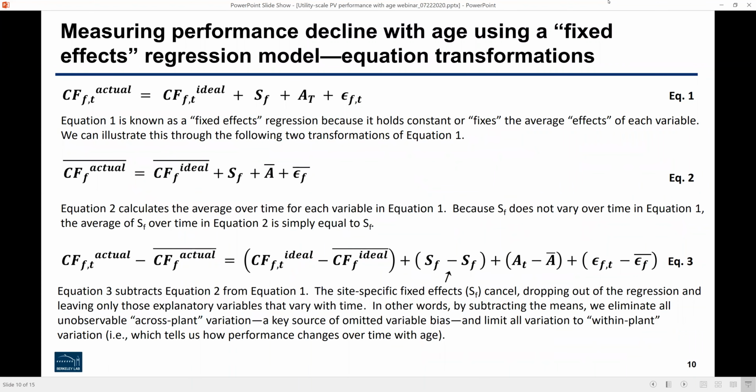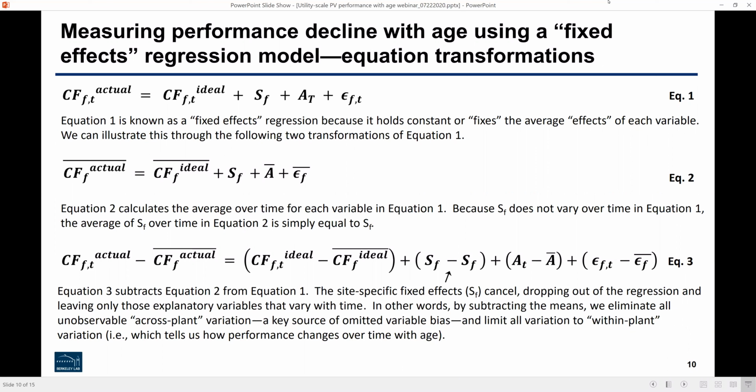Now, sticking with equations just for one more minute here, this regression is called a fixed effects model because it holds constant or fixes the average effects of each variable in the equation. And we can illustrate how this works through two simple transformations of the original equation 1 that's shown up top and that I just walked you through on the previous slide. So equation 2 here simply takes the average of each variable in equation 1 over time, and because the site-level fixed effects SF do not vary over time, the average of SF is simply equal to itself, or SF.